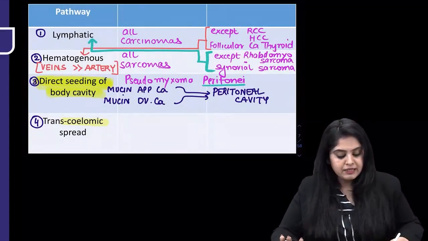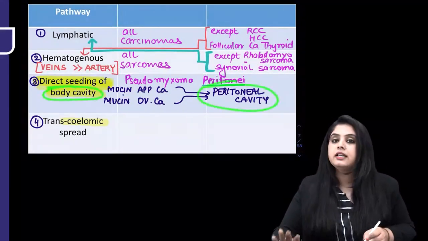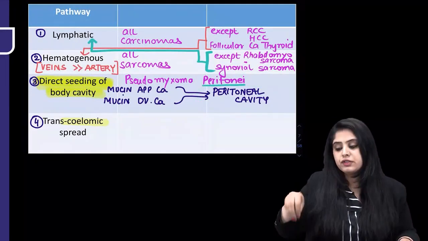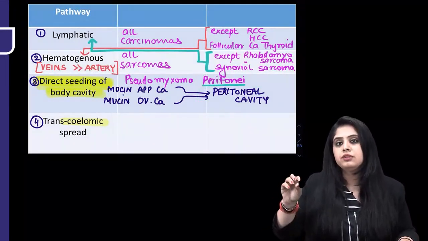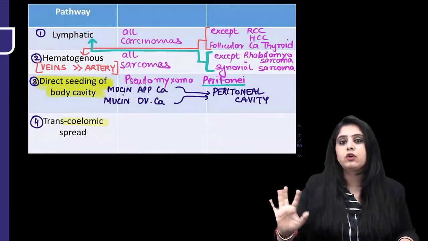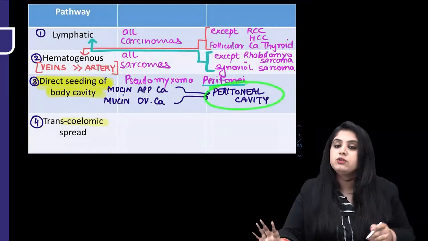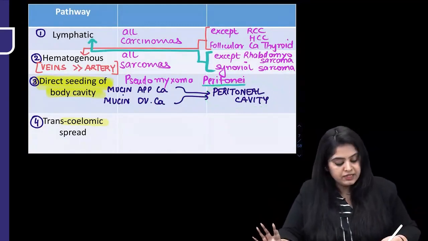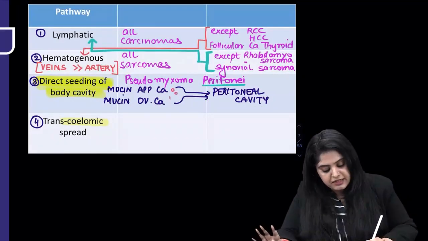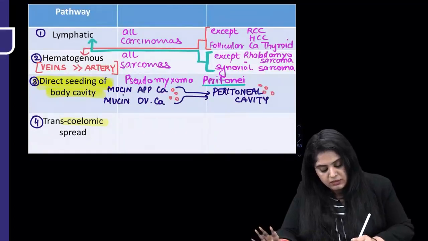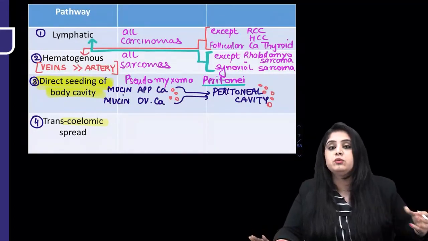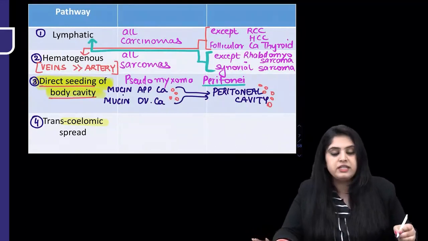So they have gone and sat in the road. This is that road trip where you're sitting on the road, eating on the road, everything you're doing on the road only. You have not gone anywhere, no destination, just roaming around on the road. In the peritoneal cavity, these cancer cells decided that we are going to come and sit on the peritoneal cavity. Pseudomyxoma peritonei, direct seeding of body cavity.